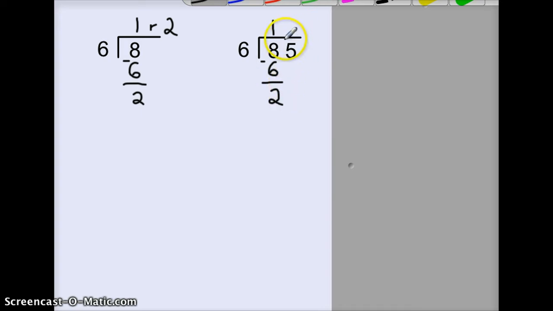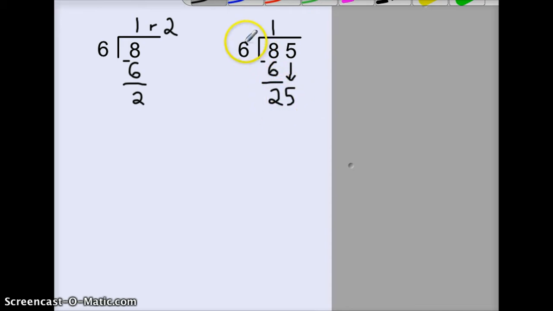Now, because there's something in the column next to it, I'm going to bring down that 5. Now that 2 that I have over here really does not represent just 2. It actually represents 2 tens, or 20. And here's what I mean by that. That 2 is now in the tens column. It's still there. I brought down my 5. The 5 is in the ones column still, and that 2 is in the tens column.